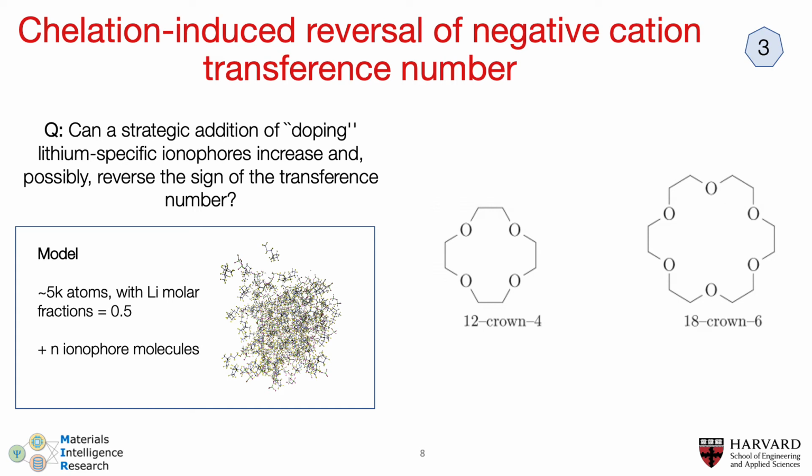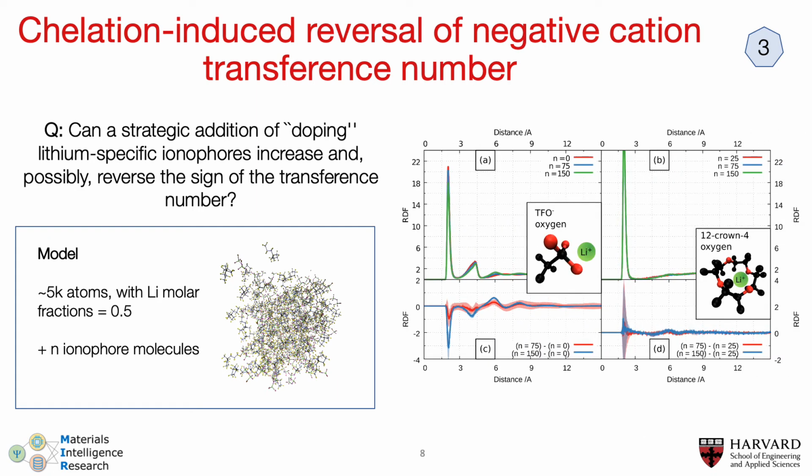And the idea is by introducing this in the system that this will compete with the anion from the ionic liquid in coordinating the lithium, therefore breaking their correlation and hopefully increase the transference number and hopefully even bring it to positive. So the first thing we did was to generate a model, of course, and then prove that the chelation effect actually is in place in the systems. And we found that the radial distribution function showed us.